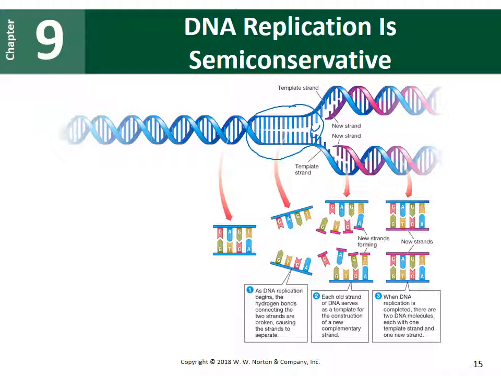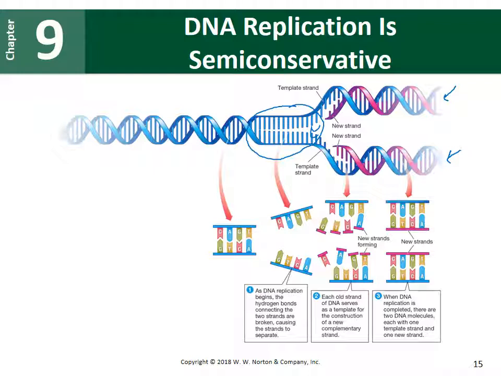Then we have that semi-conservative part. If you look at each of these two strands that were just made, one part of it is blue, coming from the parental or original strand. The other side is pink, which is the new. So again, that's semi-conservative. It's half old, half new. These two DNA molecules that were just created are also genetically identical to each other.